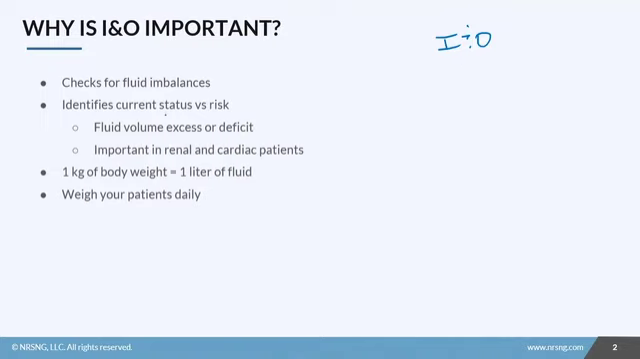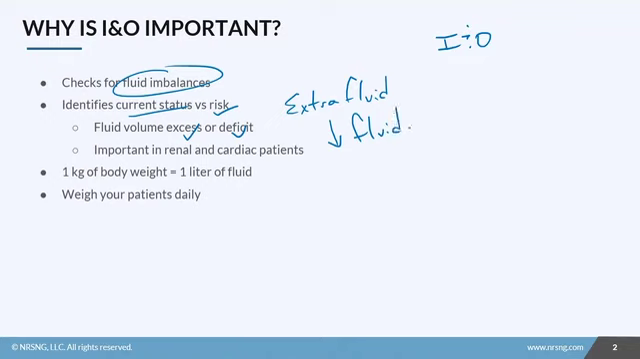Now, intake and output are ways that providers can check for fluid imbalances in patients. They can look at things like their current volume status versus their risk. Some patients are at risk, or they currently have a fluid volume excess or deficit. When we're talking about fluid volume excess, we're talking about extra fluid. With the deficit, we're saying they have too little fluid, so they need fluid. They have a fluid need.